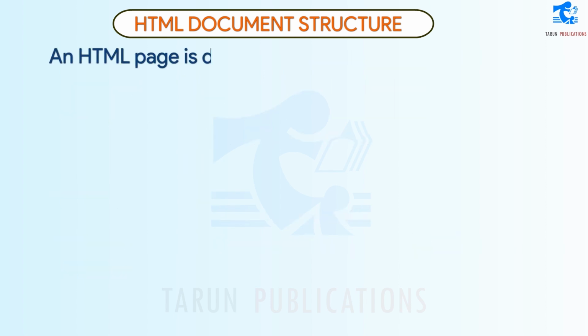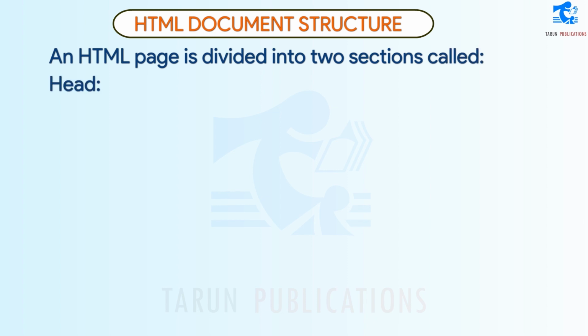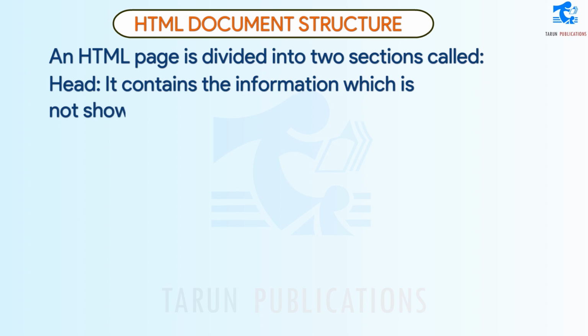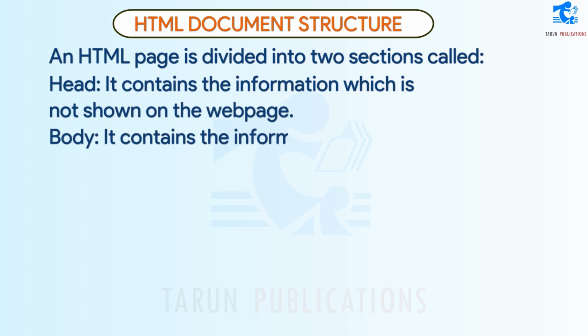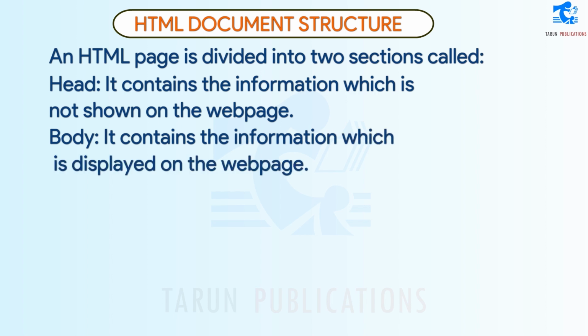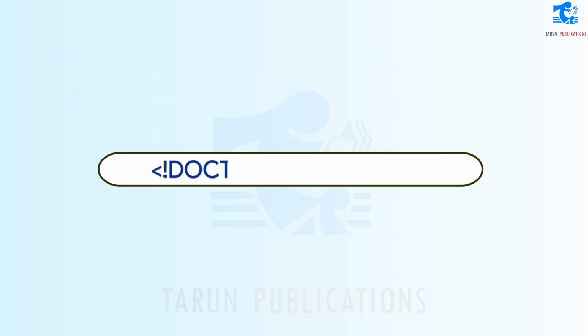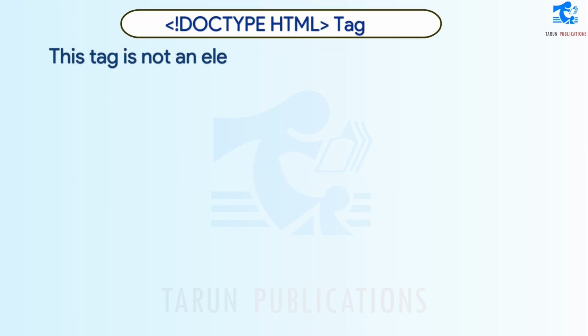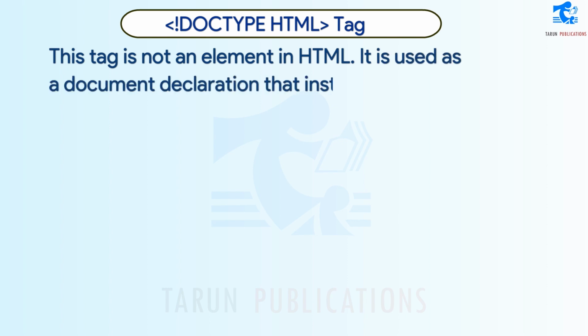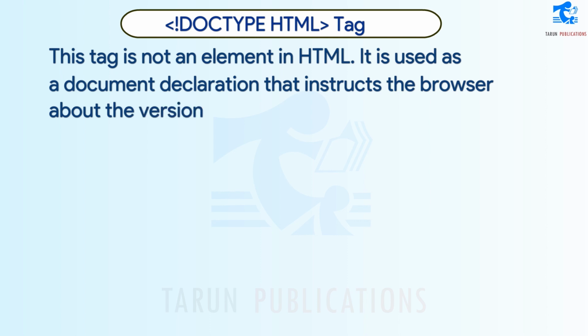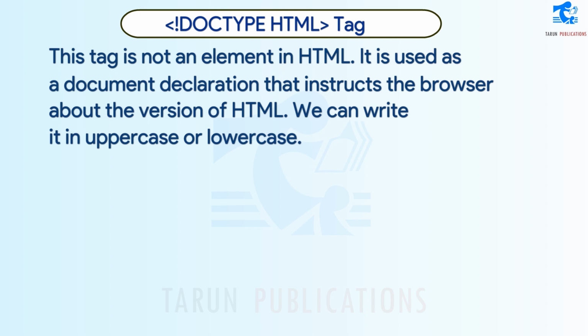An HTML page is divided into two sections called head. It contains the information which is not shown on the web page. Body. It contains the information which is displayed on the web page. <!DOCTYPE html> tag. This tag is not an element in HTML. It is used as a document declaration that instructs the browser about the version of HTML. We can write it in uppercase or lowercase.